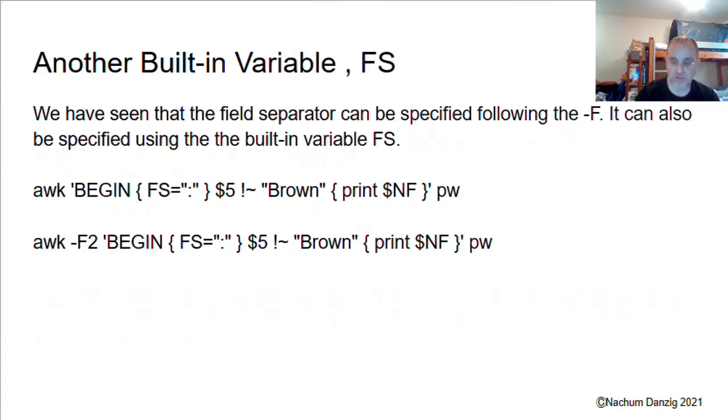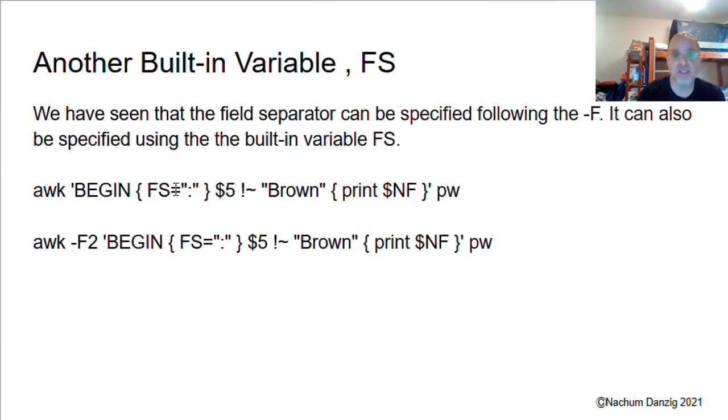Another built-in variable is called FS. We have seen that the field separator can be specified following the -F flag. It can also be specified using the built-in variable FS. So before, I did -F colon, or -F2 in this case, where the number 2 is the field separator. But I can also not specify it as a flag and just write awk BEGIN, and then change it. It was potentially going to be a blank space.